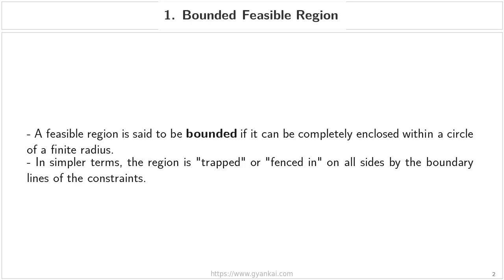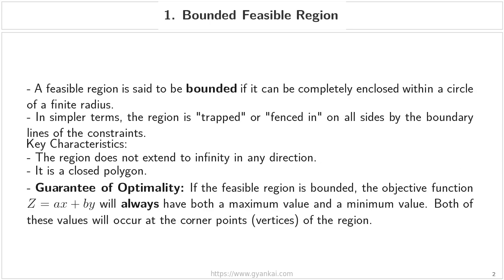To put this in simpler terms, think of the region as being trapped or fenced in on all sides by your constraint lines. There is no way for the region to escape or leak out into infinity. There are three key characteristics you should remember for your exams. First, the region does not extend to infinity in any direction. Second, it forms what we call a closed polygon, a shape with distinct straight sides.